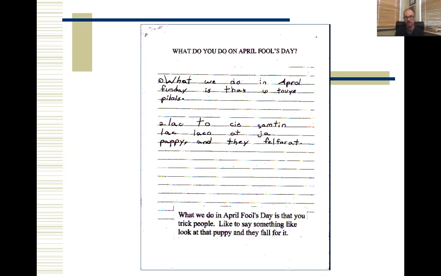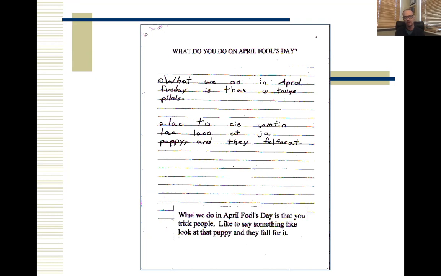And so she had Amalia read to her, and Amalia sits down and reads to her, and down below is the transcript of her reading of the text. What we do in April Fool's Day is that you trick people, like to say something like look at that puppy, and they fall for it.